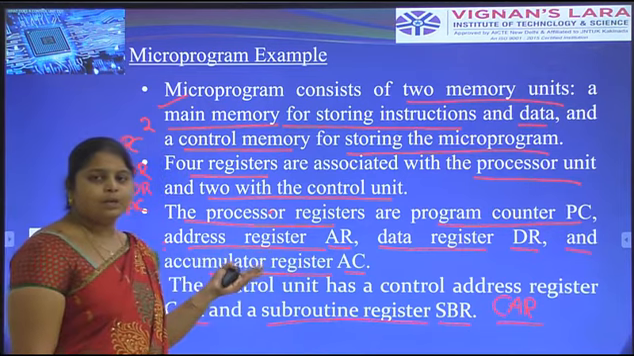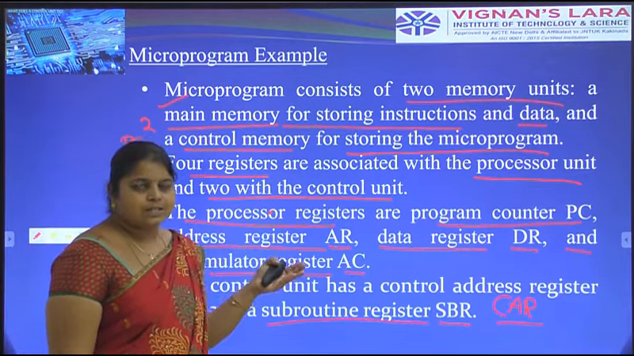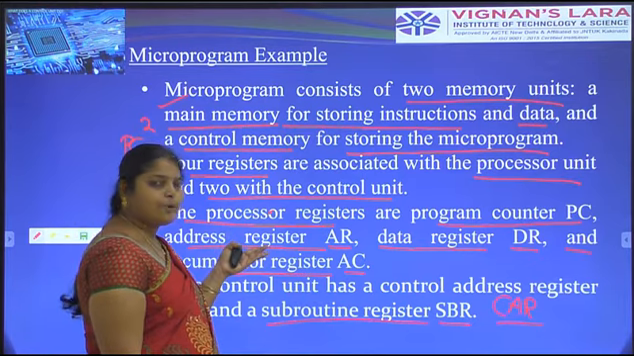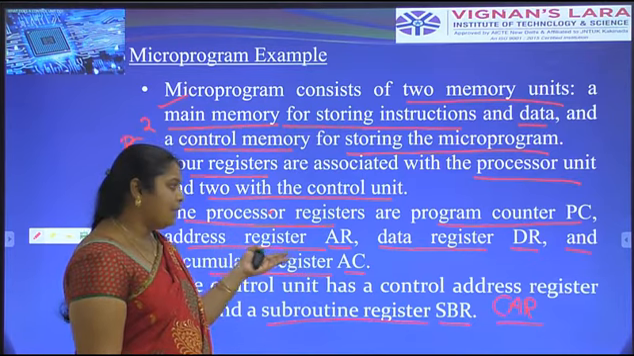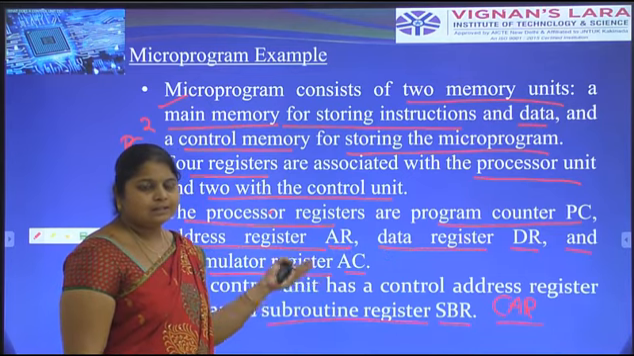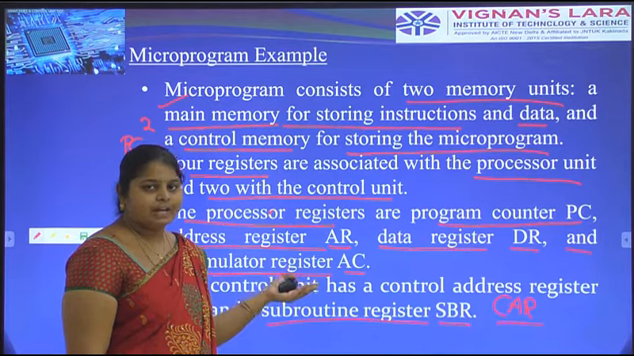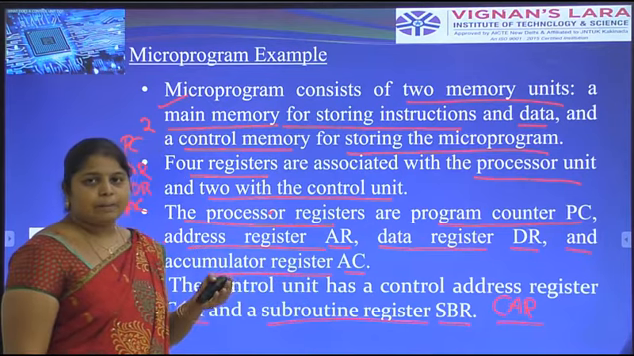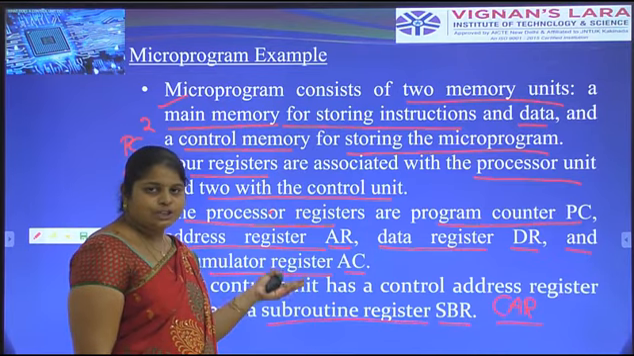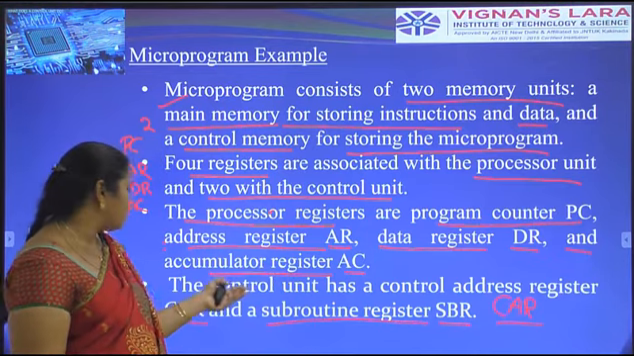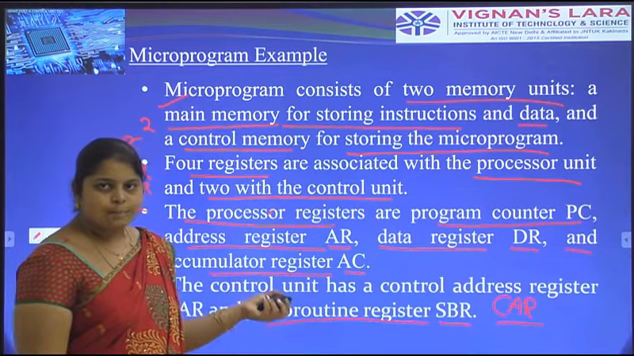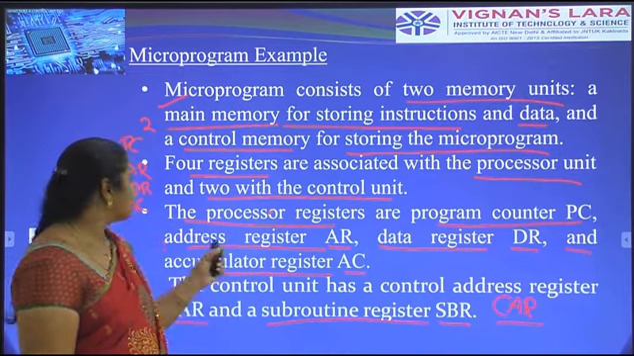What is the program counter? It holds the address of the next instruction to be executed. What is the address register? With the address register, we find the address of the memory. The data register tells us which type of data is available in the register. The accumulator is a general purpose register. It can perform arithmetic, logic or computational operations. The control unit has the control address register and the subroutine register, denoted by SDR.